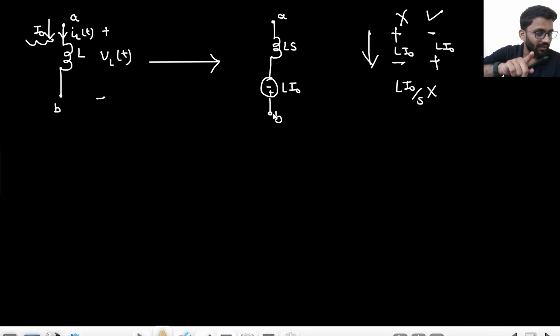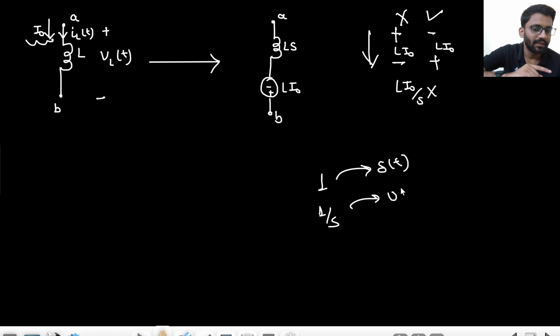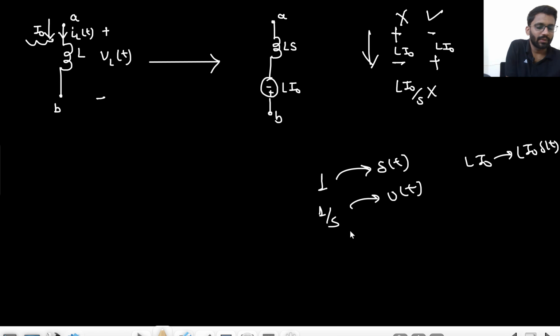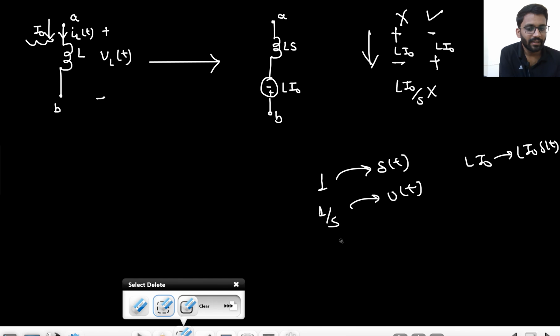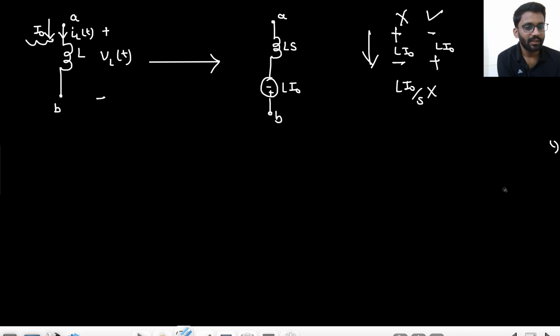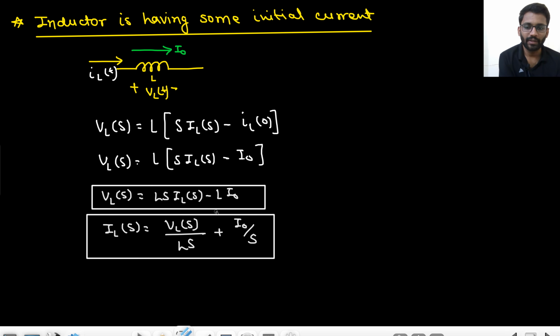Here, this is Laplace domain. In Laplace domain, if 1 is written, what do you understand in time domain? It is delta t. If 1 by S was written, that means it was ut. So in Laplace domain, Li naught is written. So in time domain, what do you understand? Li naught into delta t. So this is the impulse voltage source. So you shouldn't make Li naught by S. You should write Li naught only. So here also we have derived, it is Li naught only, not Li naught by S.